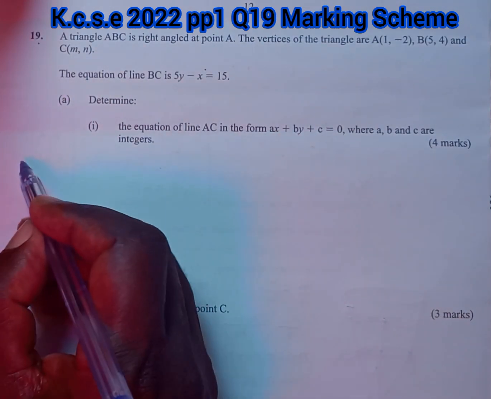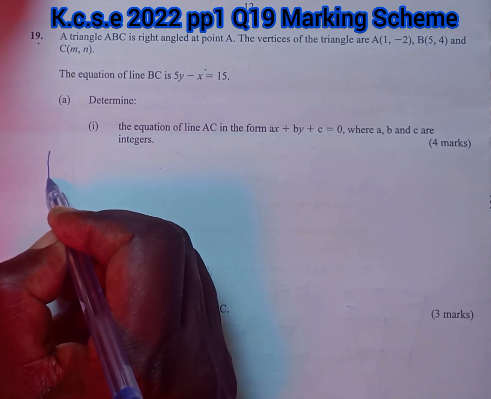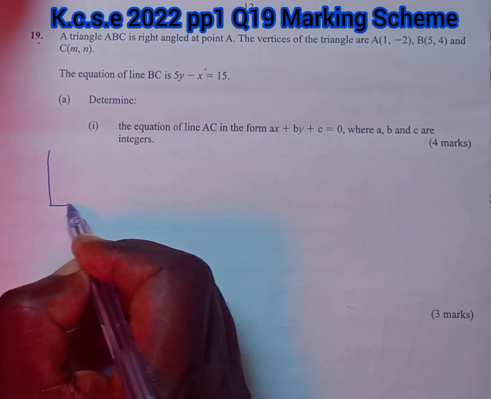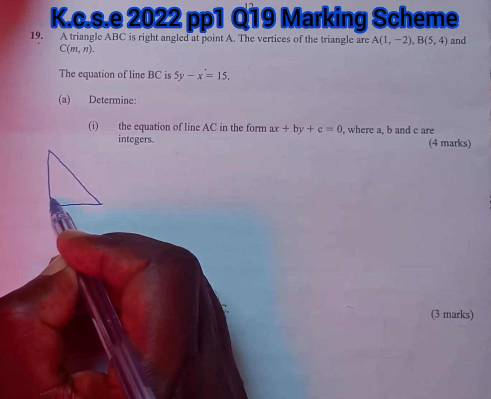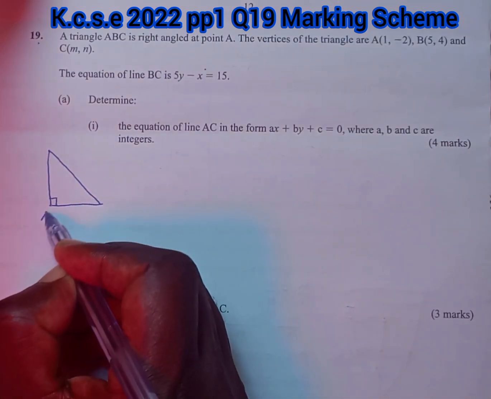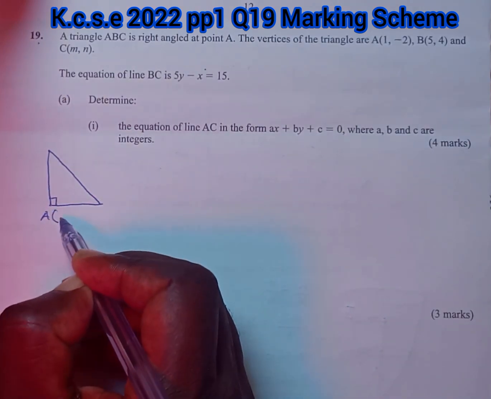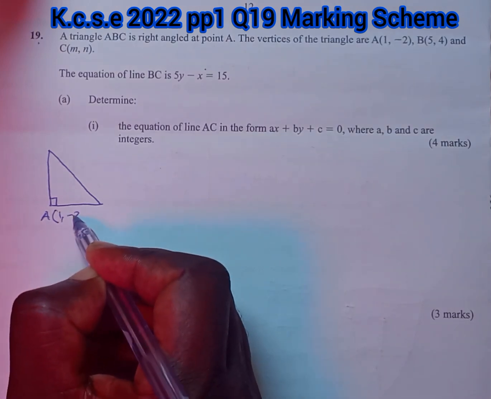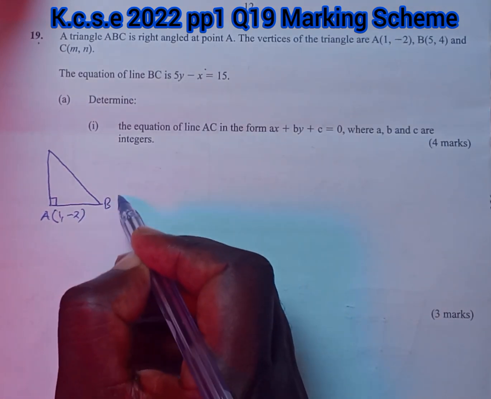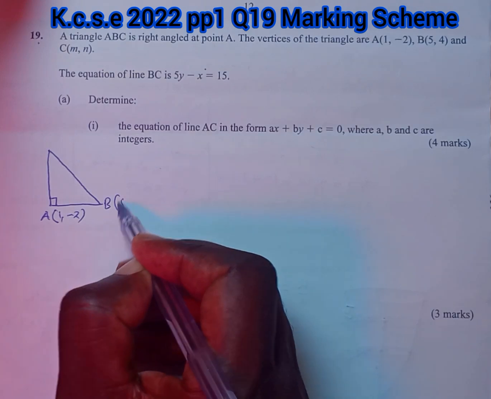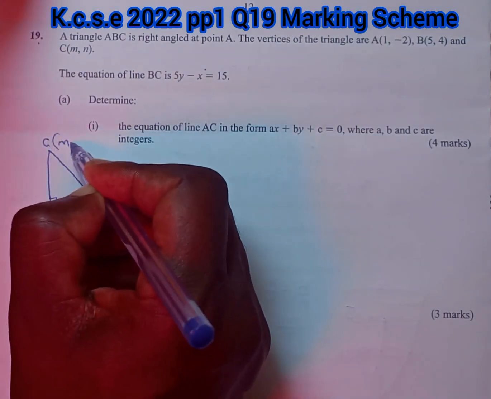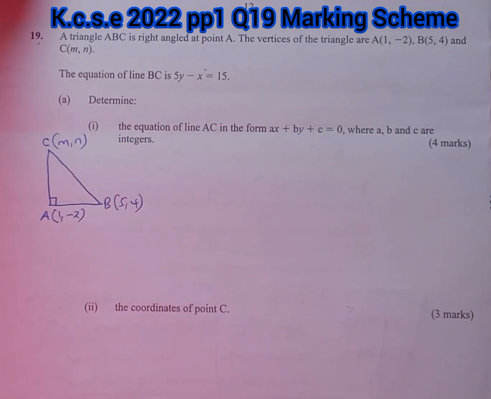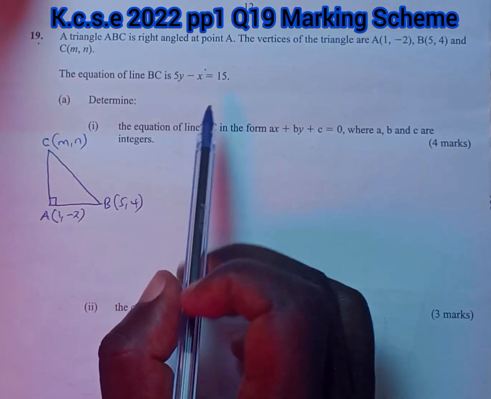So we can begin by sketching this type of triangle here. This is the triangle we have, and we are told it is right angled at point A with coordinates (1, -2). We have B with coordinates (5, 4), and of course C, we have been told the coordinates are (m, n). Having sketched that diagram, we can now look at the question.